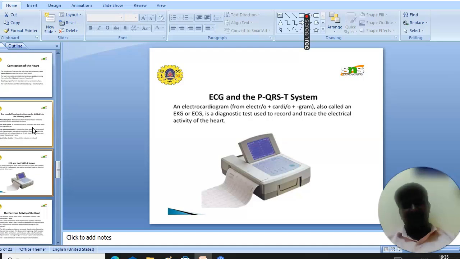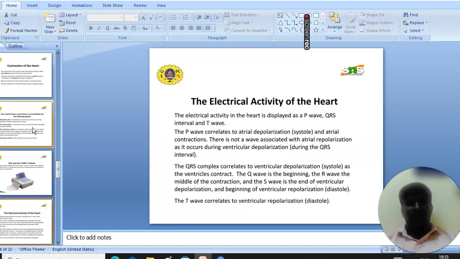To measure the heart function of a human, the ECG is used. This is called an electrocardiogram, also called EKG or ECG, which is a diagnostic test used to trace the electrical activity of the heart. The electrical activity of the heart is displayed as a P wave, QRS complex, and T wave.